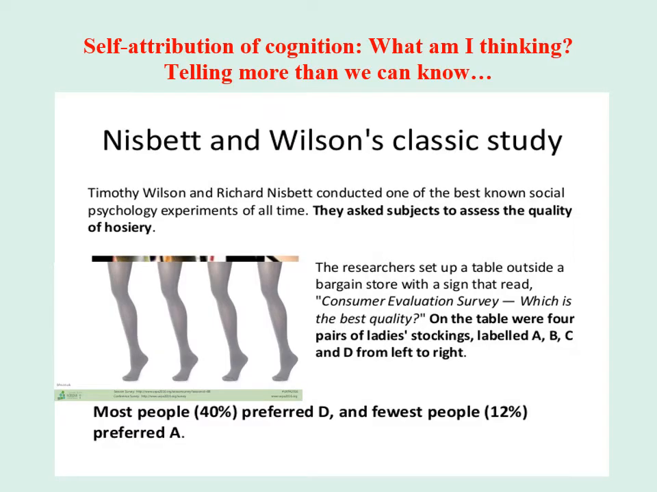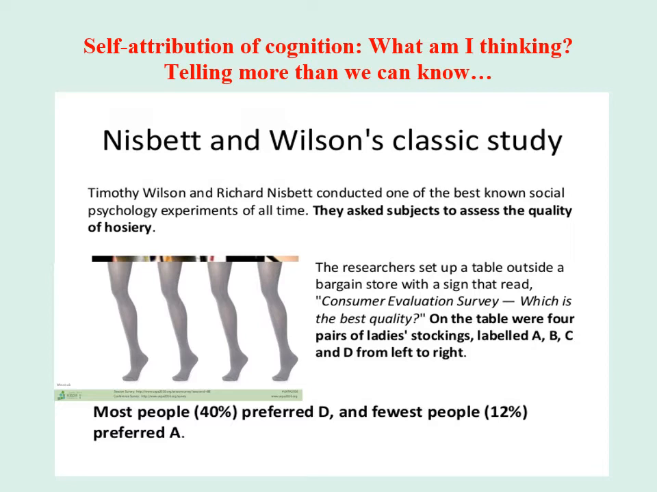One of the classic experiments in the self-attribution of cognition is a study by Nisbet and Wilson. It's actually entitled Telling More Than We Can Know, demonstrating how people have no direct access into their own cognitive processes. In that experiment, subjects were asked to judge the quality of 4 different stockings. They set up a table outside the bargain store with a sign that read Consumer Evaluation Survey, which is the best quality. In fact, all 4 stockings were totally identical. There was no difference between them.